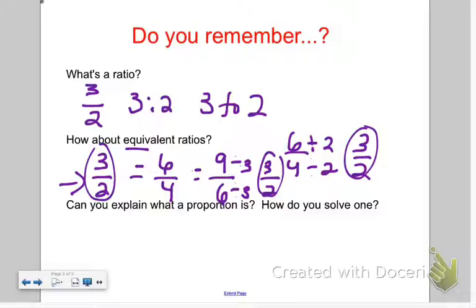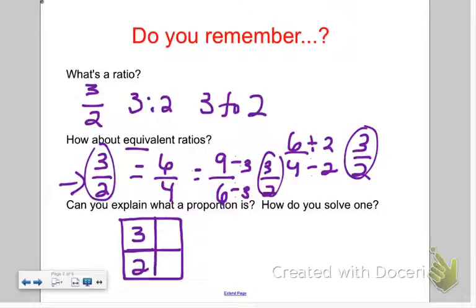So, for example, if I gave you 3 over 2 inside a factor puzzle, and maybe I'll have 12 over here, how could I solve this proportion? Right now I have 3 to 2, and that is equivalent to 12 to what? Maybe we'll put an X there.